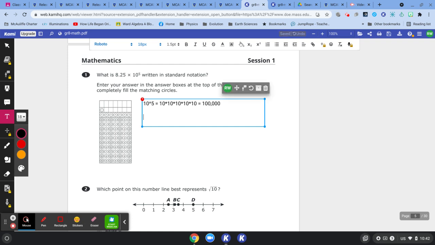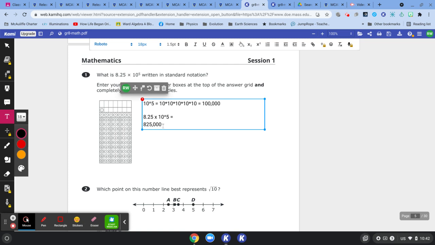So 8.25 times 10 to the 5th power is going to equal 825,000. And that is it in standard notation. So a thing to notice, the power is positive. So what that'll mean is we will move the decimal 5 places to the right to represent that we have made this 8.25 100,000 times bigger, or 10 to the 5th times bigger. And that is the answer for this.